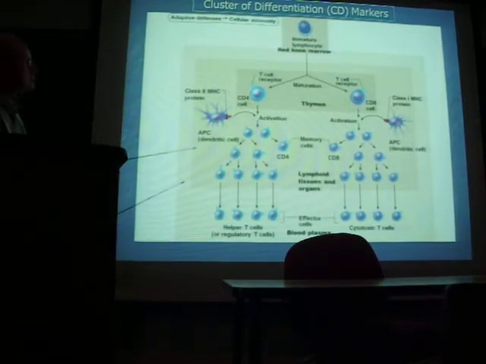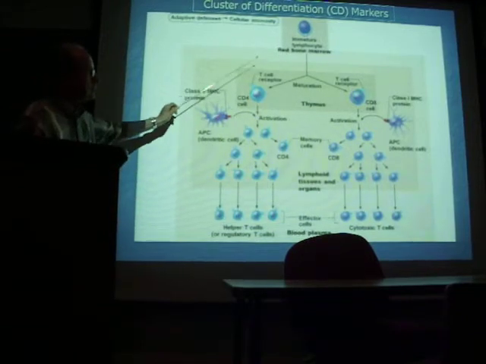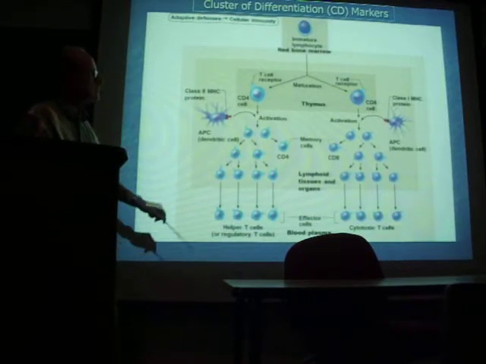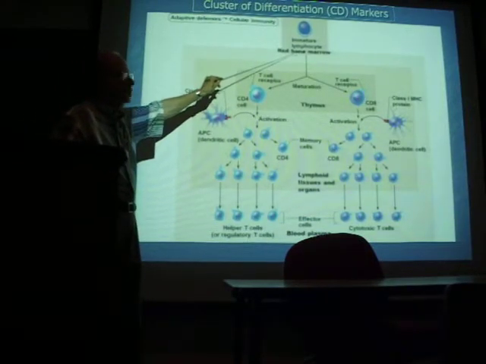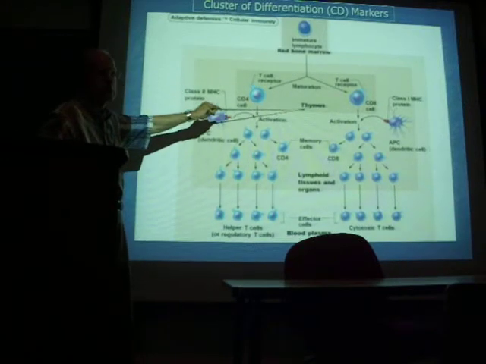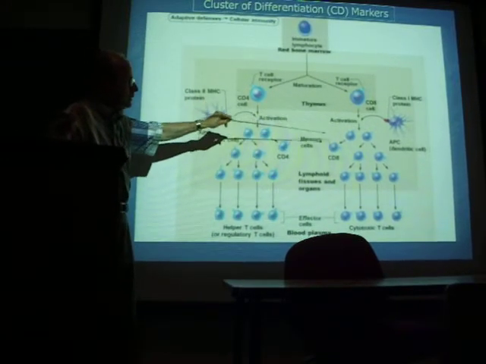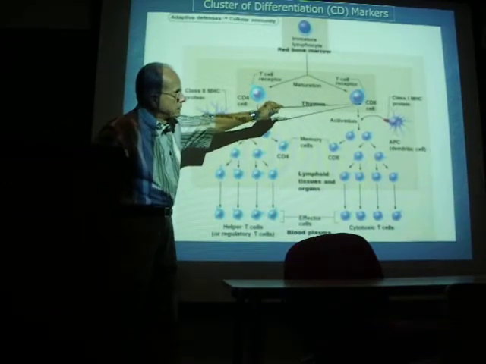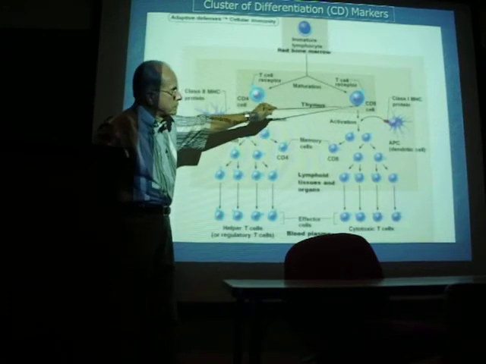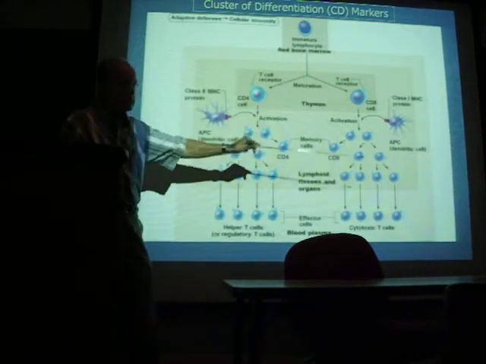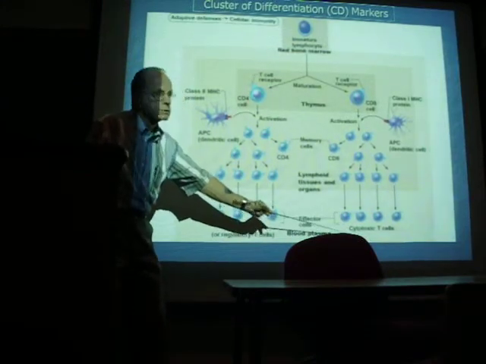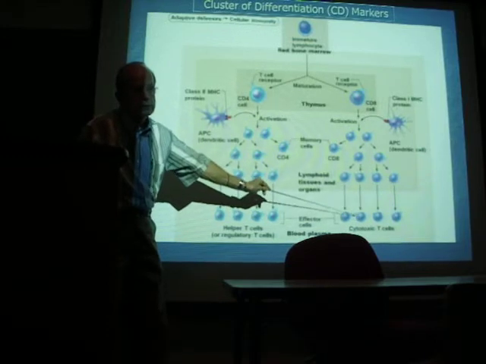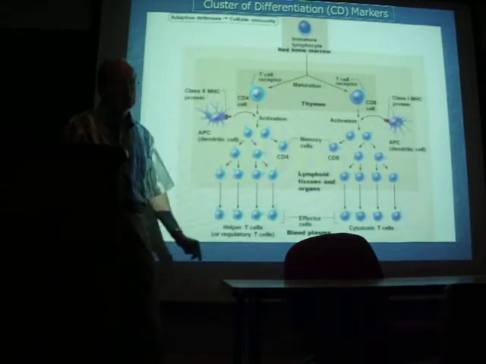So here now is a display of T cells. They were formed in the bone marrow and became immunocompetent in the thymus. And now this side over here is dealing with T cells that have CD8 markers. The ones that have CD8 markers are the cytotoxic T cells. These are the ones that do the killing of cells that are affected by foreign antigens.